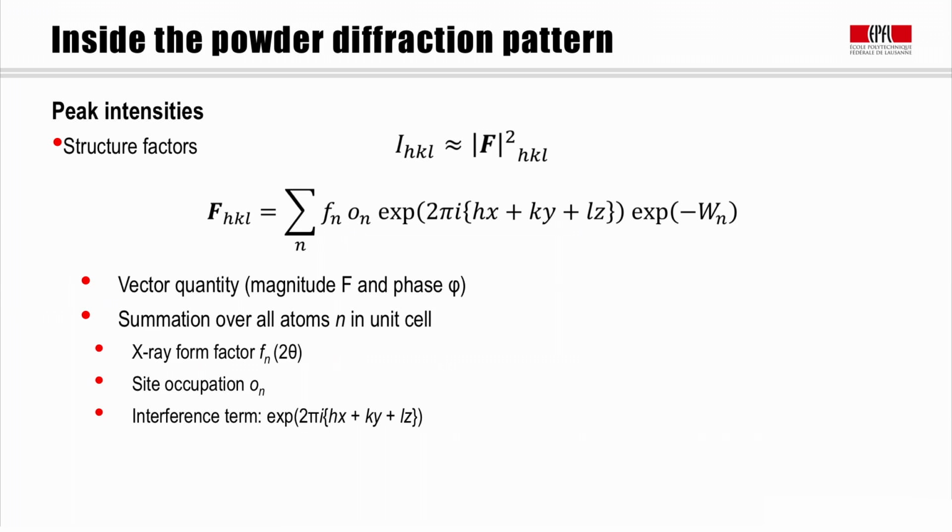So where are these atoms located in your unit cell? And finally, there is the Debye-Waller factor, or the atomic displacement factor, that takes into account thermal displacements of your atoms that can actually reduce the intensities of your structure factor.